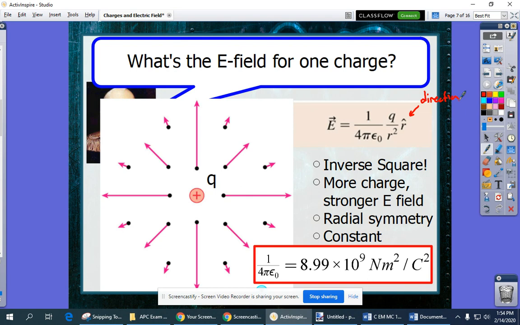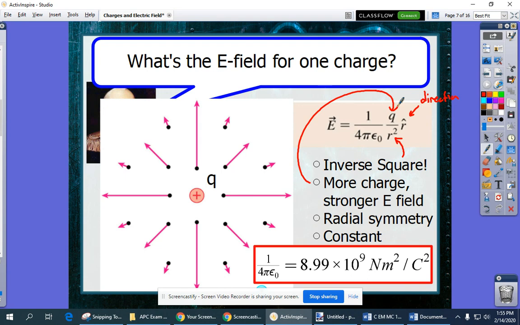So a couple things to notice about this. First of all, it is an inverse square law, just like gravity. So if you get twice as far away from this charge, the electric field gets 4 times weaker. The more charge you have, just like with mass in gravity, the stronger an electric field you get. So if I have 2q, my electric field gets twice as strong. It is a beautiful radial symmetry. It is actually in 3D.